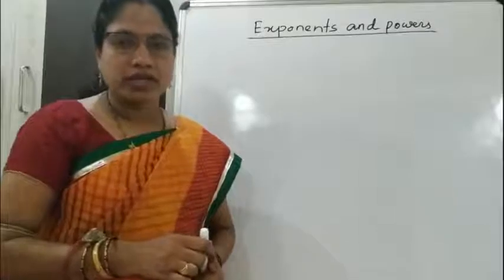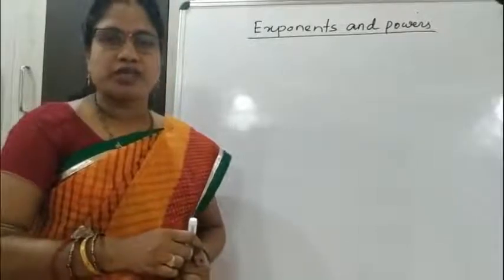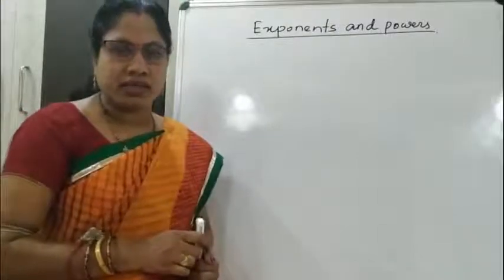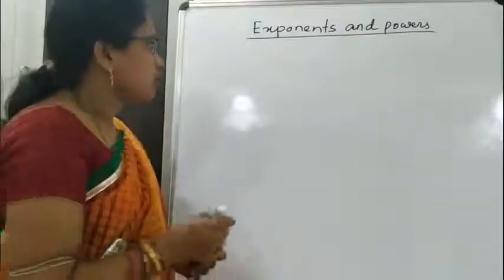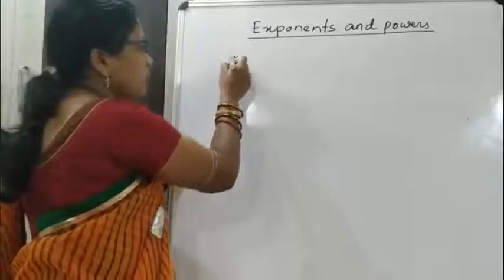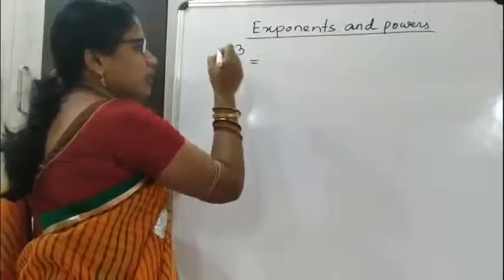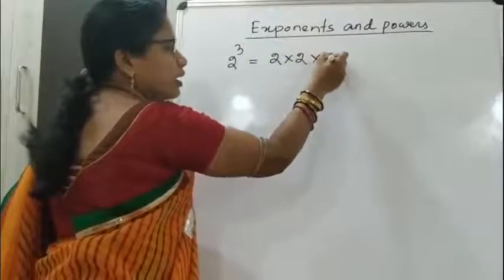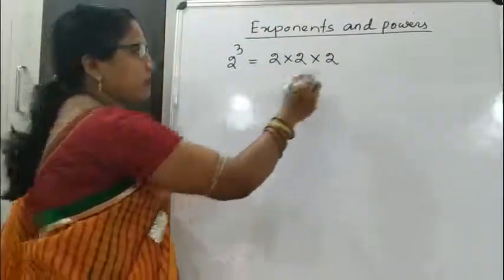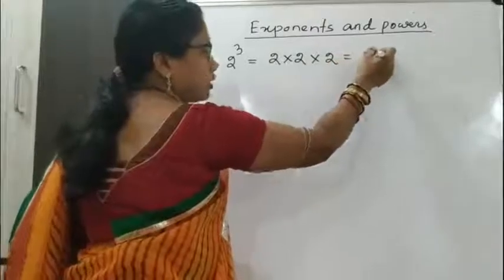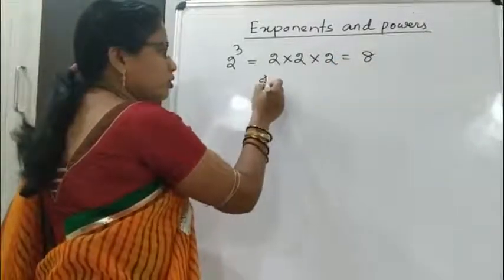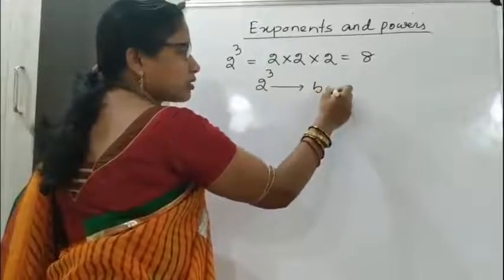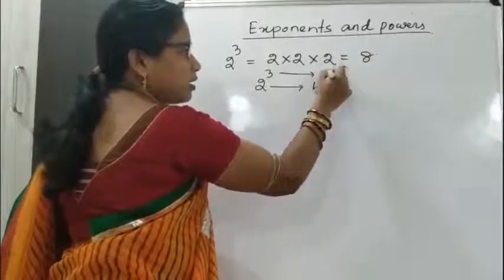Dear students, let us start the chapter Exponents and Powers. In class 7, you learned some basic things about exponents and powers. Like 2 to the power 3 can be written as 2 multiplied with 2 multiplied with 2. 3 2s are multiplied, so the value is 8. Here, in 2 to the power 3, 2 is known as the base and 3 is known as the exponent.